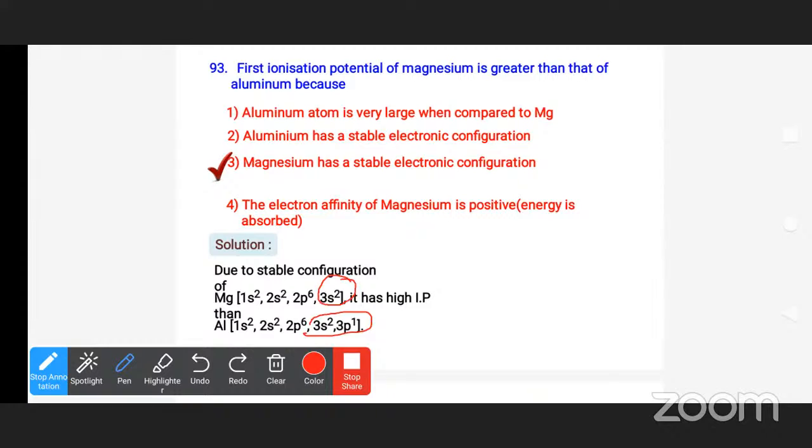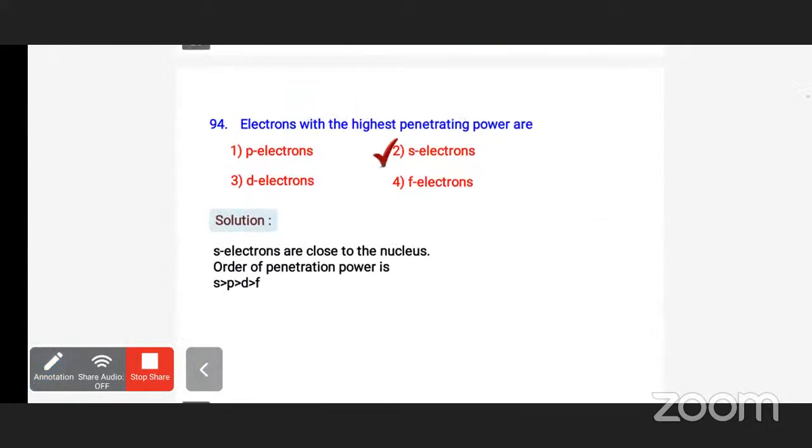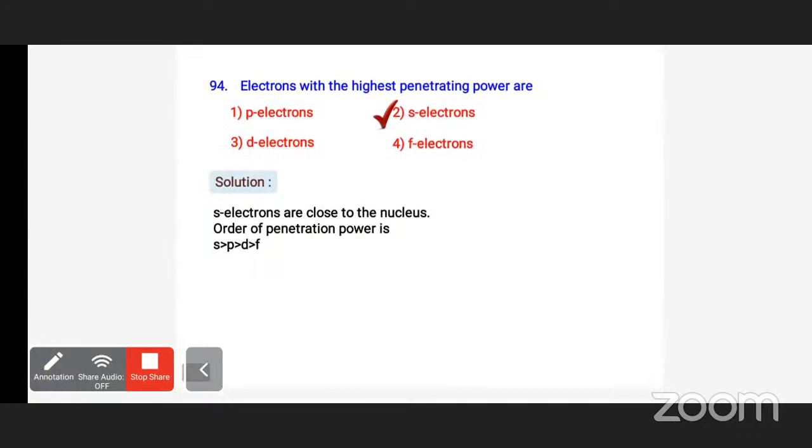So magnesium loses 2 electrons to get the nearest noble gas electronic configuration. So magnesium has a more stable electronic configuration than aluminium. Magnesium valence shell has 2 electrons, aluminium valence shell has 3. Here loss of 2 electrons gives the nearest noble gas electronic configuration, while aluminium loses 3 electrons. So magnesium has a more stable electronic configuration than aluminium in this question. Okay. Next.